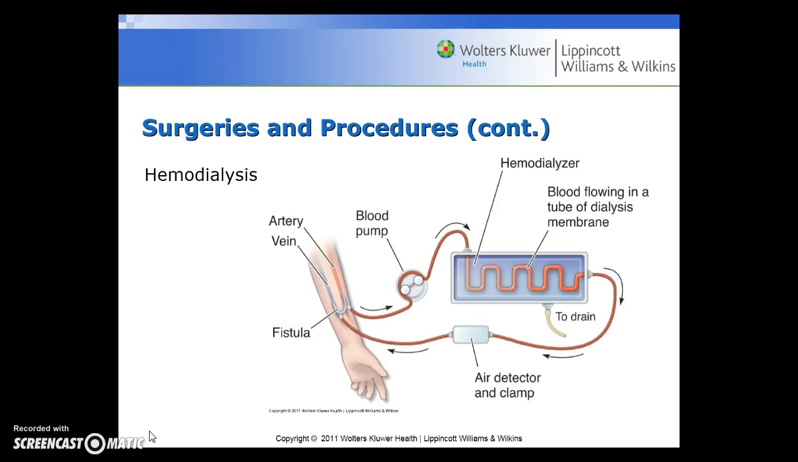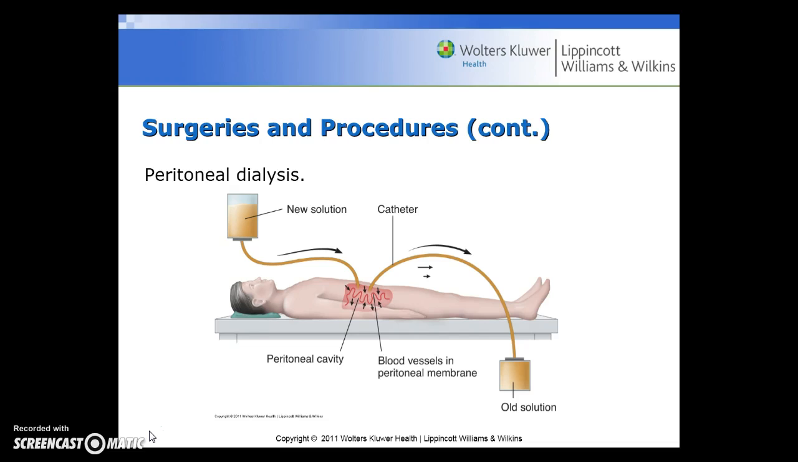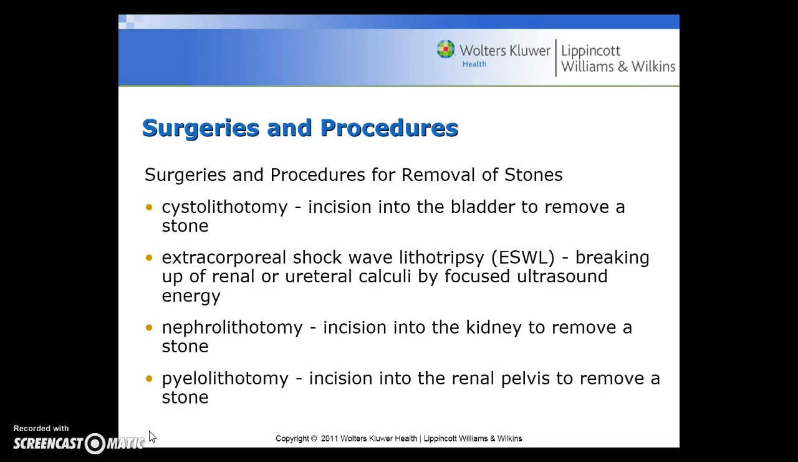So here's a graphical representation of hemodialysis. You see the fistula, the blood being pumped out through a hemodialyzer, blood flowing into the dialysis membrane, and then back in through the fistula. Here's peritoneal dialysis. A solution is put into the abdominal cavity or peritoneal cavity where the dialysis occurs in the blood by the type of solution. The catheter removes it and the old solution comes out.